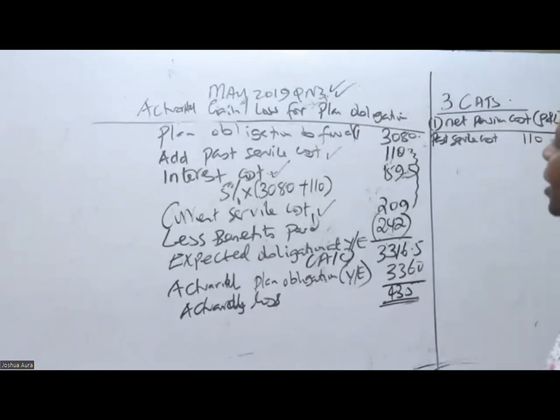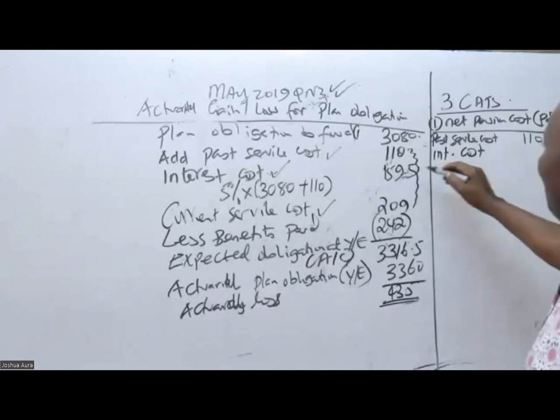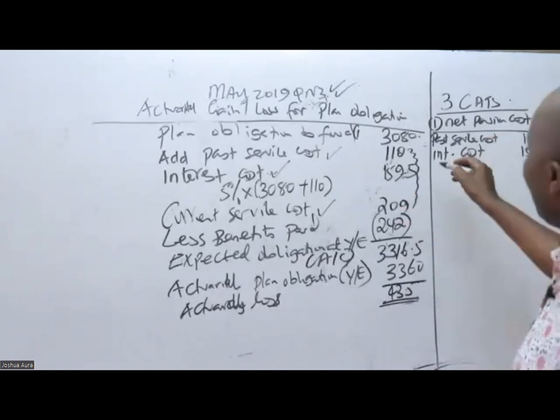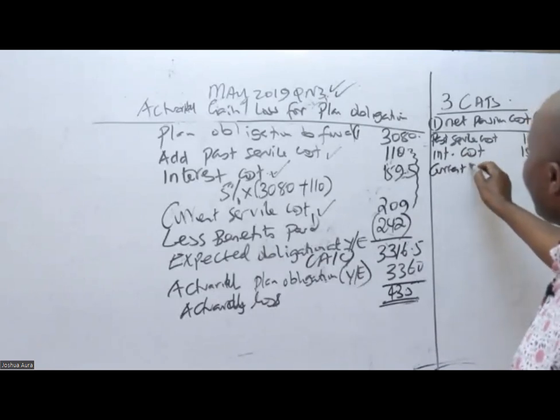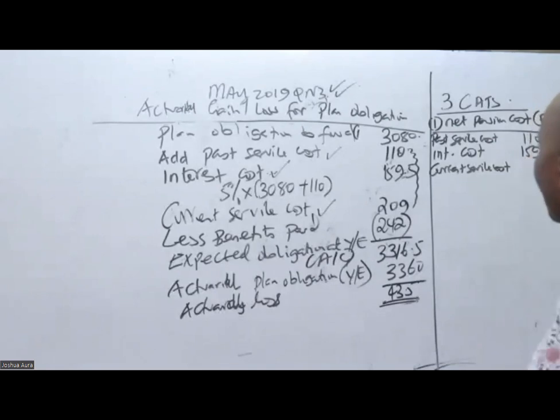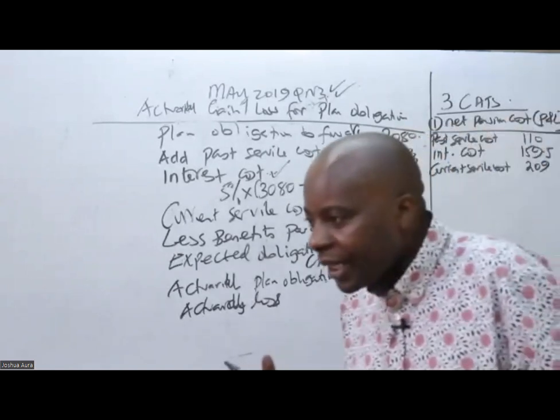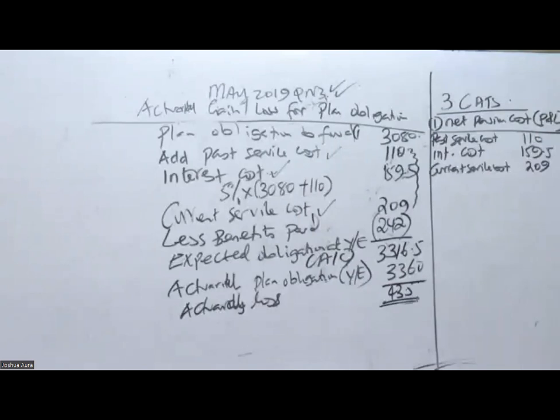Then we have the interest cost of 159.5. And then we have the current service cost of 209. But again, remember, this is like a small income statement.